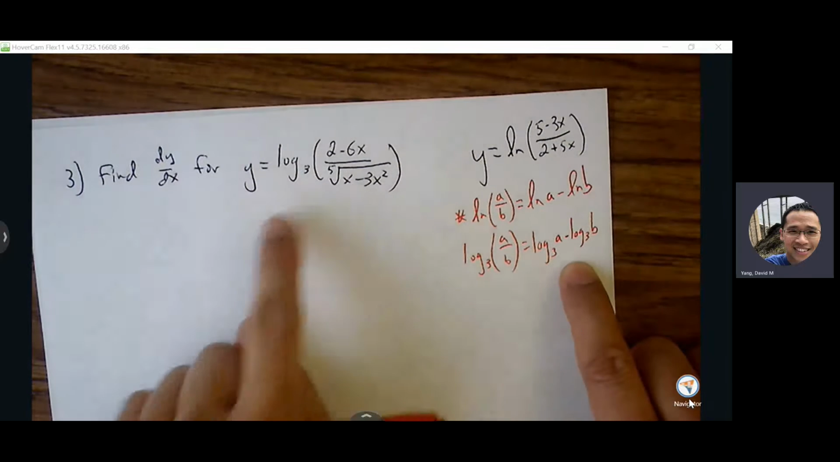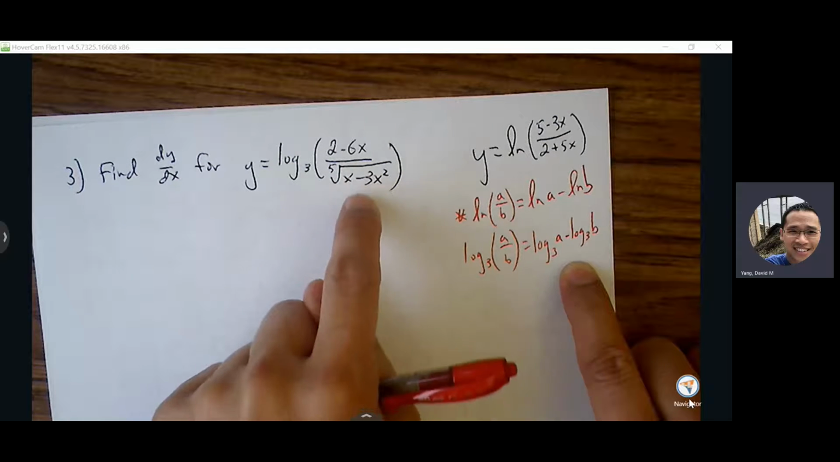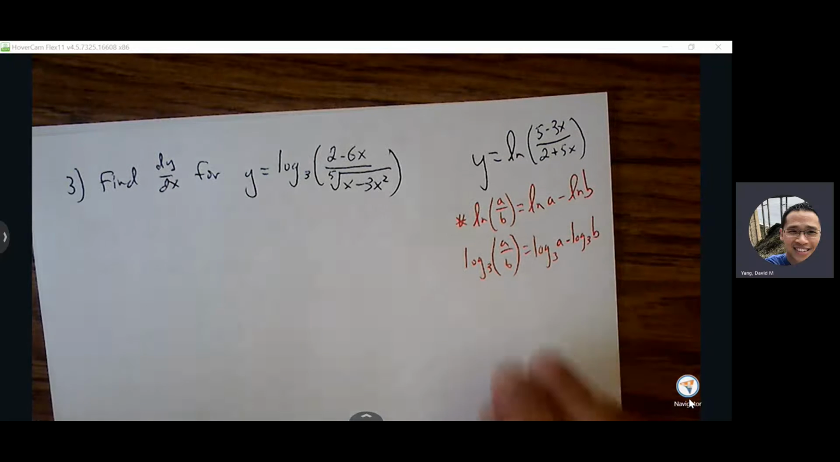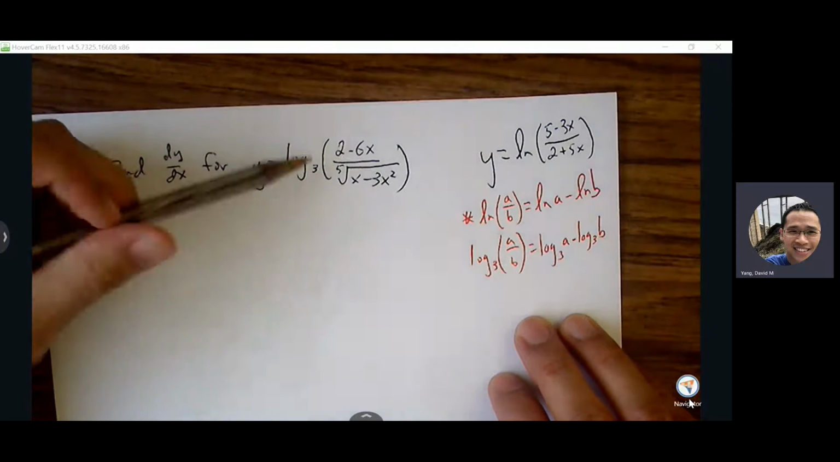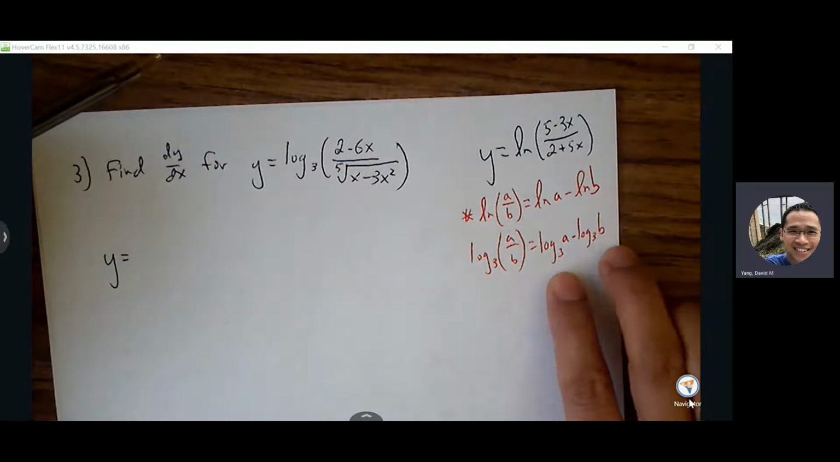Okay. We want to expand first because we don't want this to be one large problem. We would prefer this to be two smaller problems. Okay. So this is my a, this is my b value. I'm just going to expand it the way I see it here.